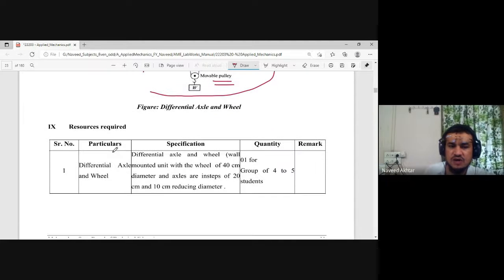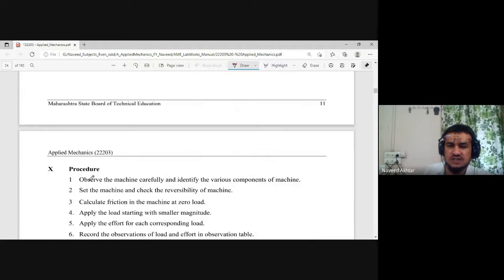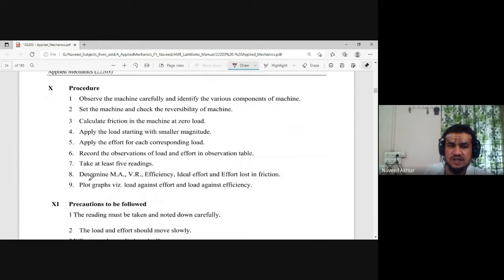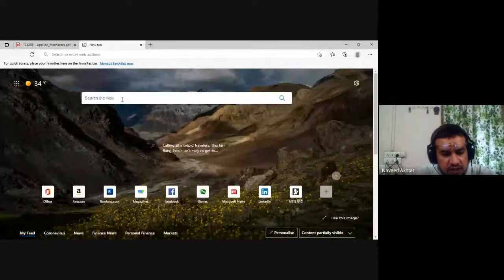Resources required: the differential axle and wheel, and a group of 4 to 5 students. And the procedure, how we can do the experiment: observe the machine carefully and identify the various components of the machine. So we'll see a video, and in that video you will be able to see the differential axle and wheel.